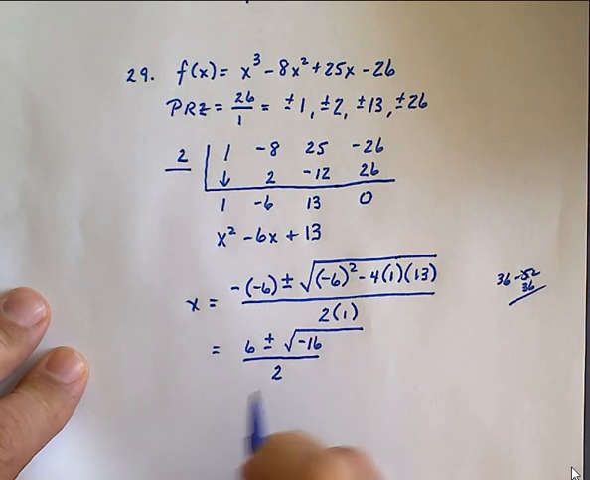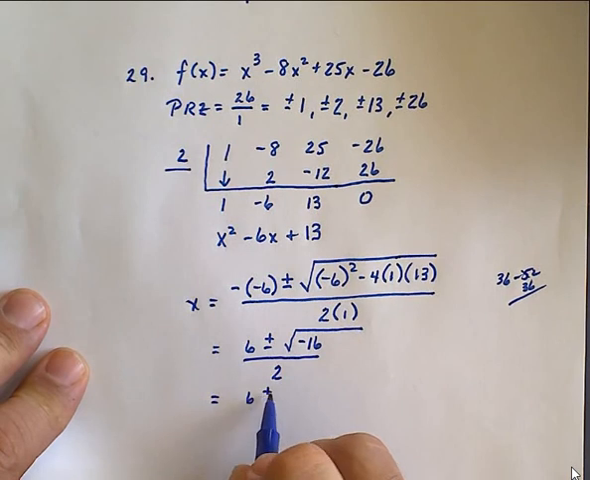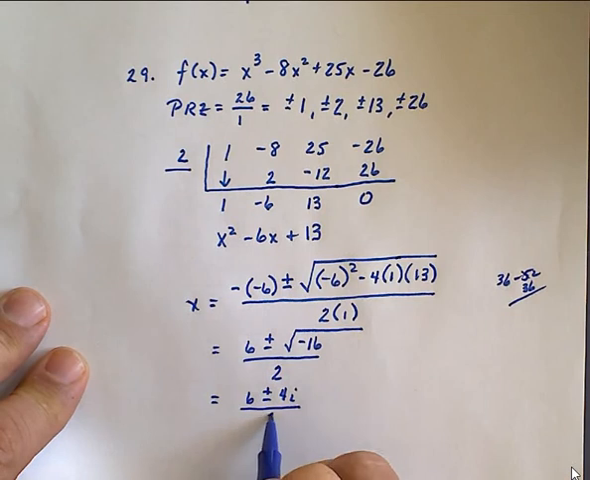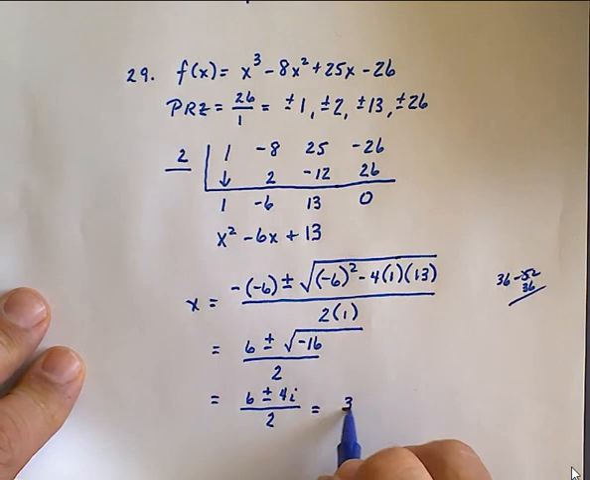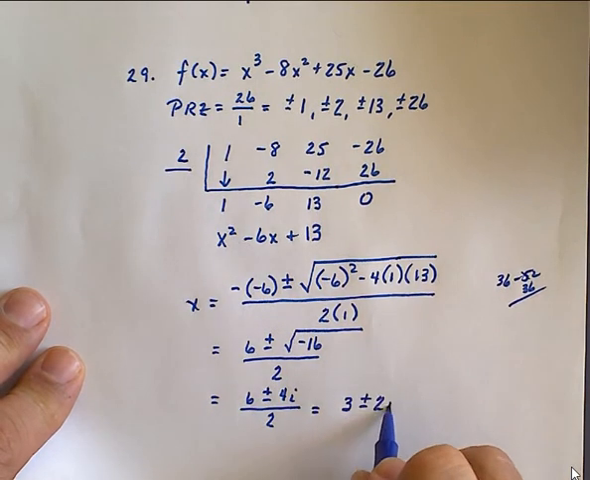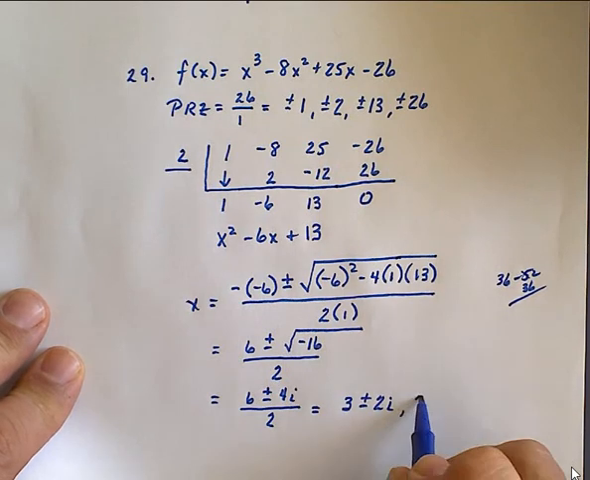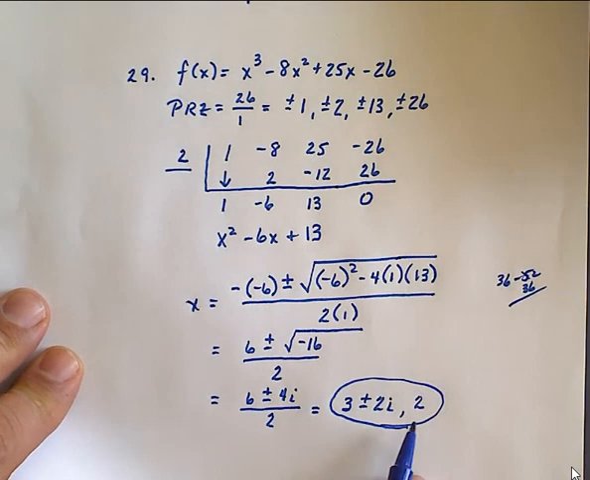So that's a perfect square. I can get 6 plus or minus 4i all over 2. And then since 2 goes into both of those, I get 3 plus or minus 2i. So bring the 2 down, and there are your 3 solutions. 2 of them are complex, and they're conjugates, and here's the other one, the 2 that's left over.